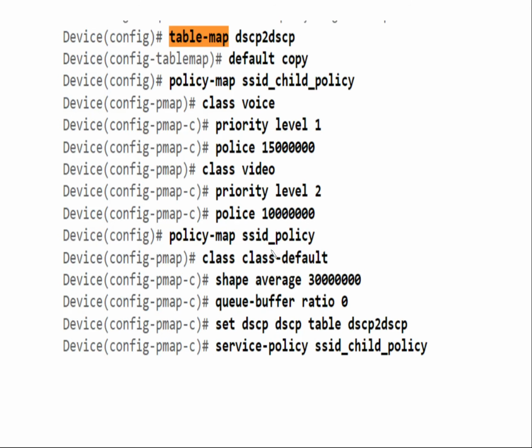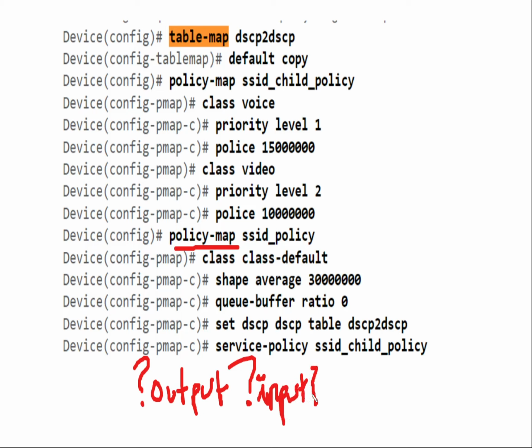This is actually an interesting example. We are setting up here a policy map, but we don't know whether this policy map is going to be an output policy map or an input policy map. Notice that we are using shaping. So since shaping is only available in the egress direction, I can safely assume that this policy map will be an output policy map.